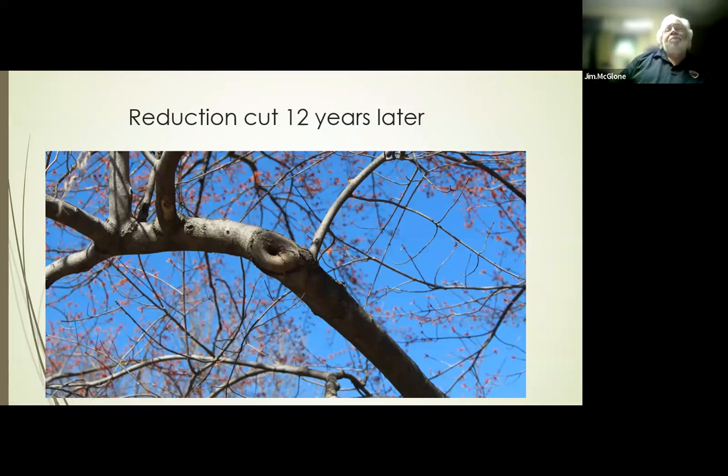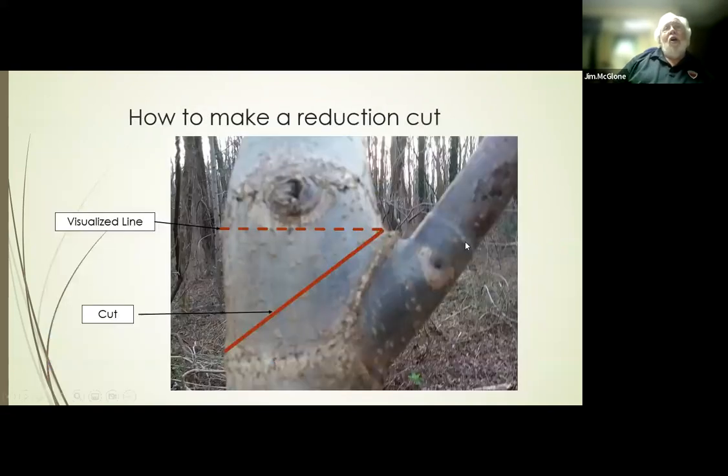Now, the way we do reduction cuts is, again, we've got a branch union, you've got the bigger piece here, and you visualize a line, or you can actually draw a line across the branch from the branch bark ridge that is perpendicular to the axis of growth of the part that you're going to be cutting off. And then you make your cut to bisect the angle between that visualized line and the branch bark ridge. Now, this is not applied geometry. This does not have to be exactly bisecting the angle, but come as close as you can eyeball it. Especially if this is a big piece, you may want to make a heading cut up here to take a lot of the weight off of the branch, and then do your final cuts down here.